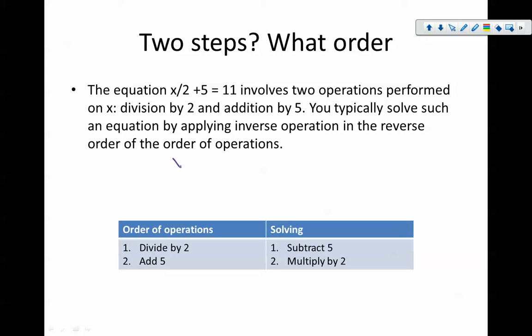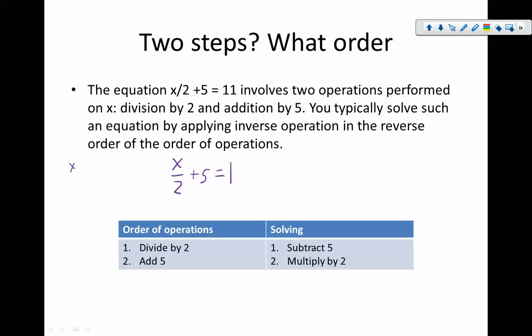So let's take this equation for example. We have x divided by 2 plus 5 equals 11. Okay, there are two operations being performed on x. There's the division by 2 and the addition of 5. Now, if we were to apply order of operations, we would do the division first and the addition afterwards, right?